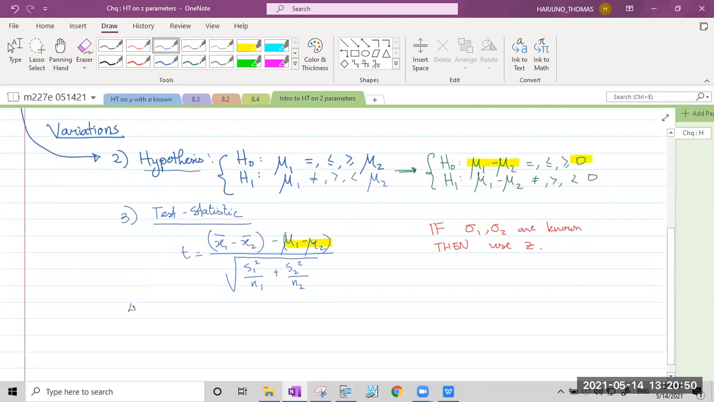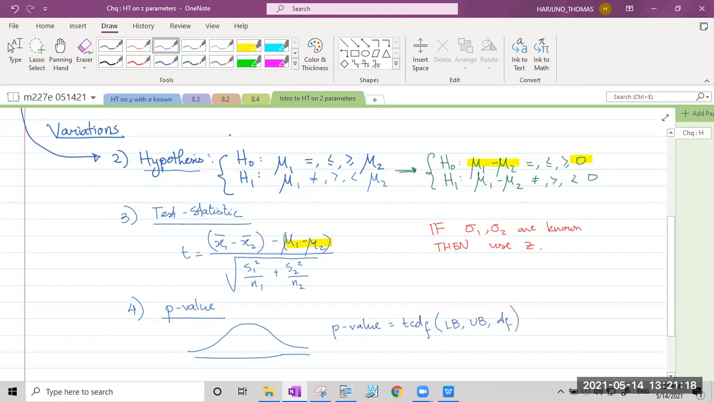Now, how about the p-value? The p-value depends on the left tail or right tail. That will be tcdf, lower bound, upper bound, degree of freedom. Now, the thing is, what is the degree of freedom? The degree of freedom that we will use will be the smaller degree of freedom of those two samples.